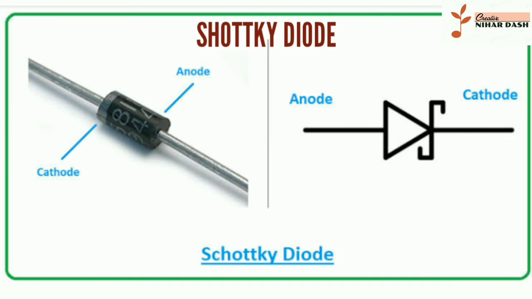Metal semiconductor, MS, junction. Metal semiconductor junction is a type of junction formed between a metal and an N-type semiconductor when the metal is joined with the N-type semiconductor. Metal semiconductor junction is also sometimes referred to as MS junction.